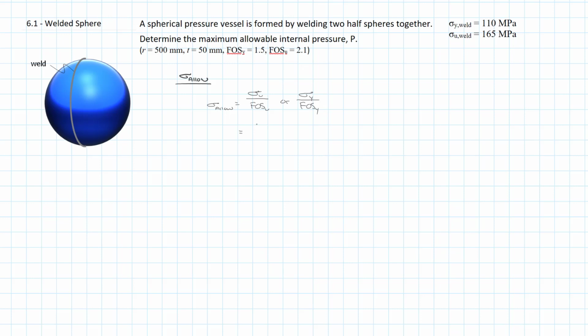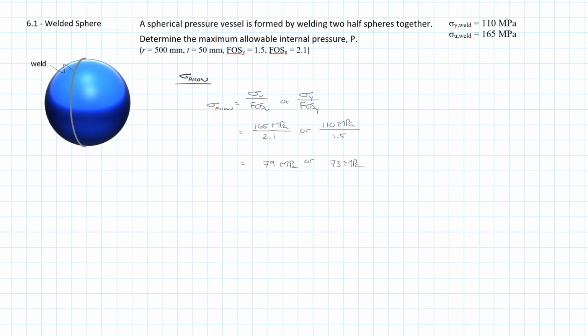So we're just going to do them up here. So we see that our ultimate is 165 megapascals, and we divide that through by our ultimate factor of safety of 2.1. And we're going to compare that to the yield stress of 110 megapascals divided by its factor of safety of 1.5. And so we run those through our calculator, we come up with two different numbers. We have 79 megapascals in the case of the ultimate, and that compares to 73 megapascals in terms of the yield. So we have two values.